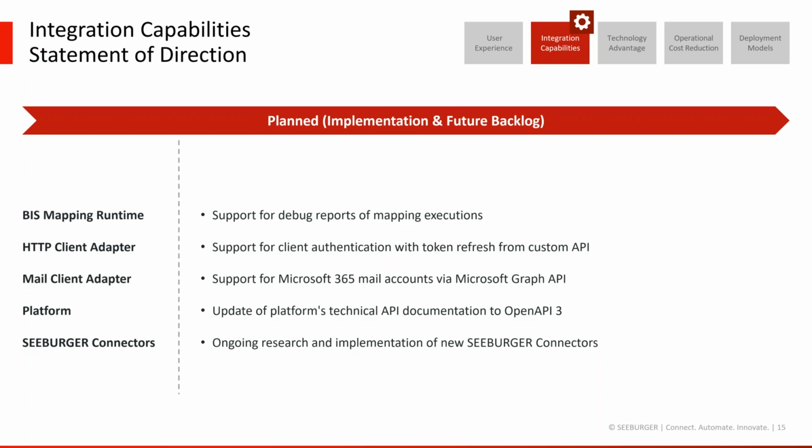In the mail client adapter, we're adding support for Microsoft 365 mail accounts through the native Microsoft Graph API. So that means that we will not just provide the well-known SMTP and POP or IMAP protocols to access such mailboxes, but also the REST API through HTTPS that Microsoft offers here to access their Microsoft 365 mail accounts.